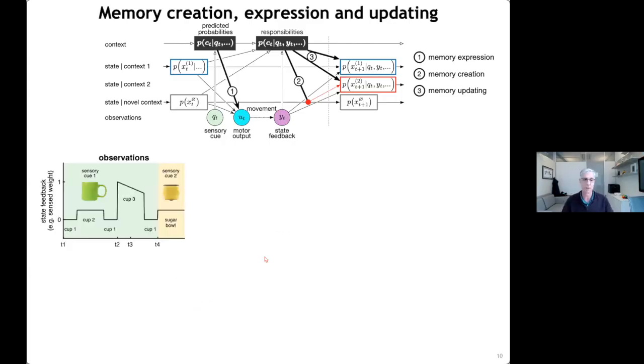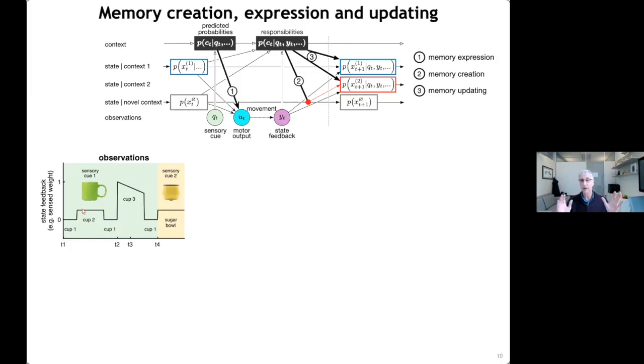So here's a toy example. You get to handle a bunch of identical cups. The sensory cue for all these cups is the same, and here I'm showing you the sensed weight of the cup. Cup 1 is light, you then go to cup 2, which is heavier, back to cup 1, to cup 3, which is heaviest. You empty it of some water, back to cup 1. And then you go to a sugar bowl, which has a different sensory cue and weighs the same as cup 2.